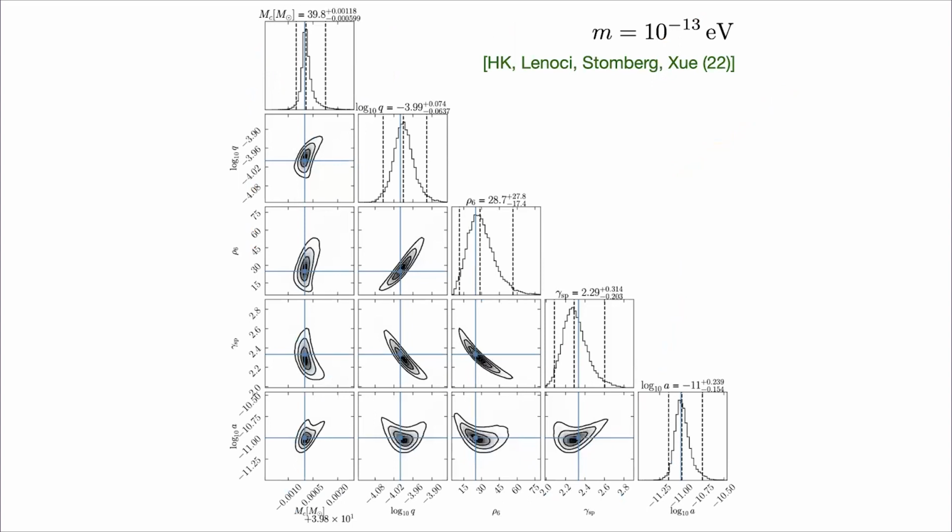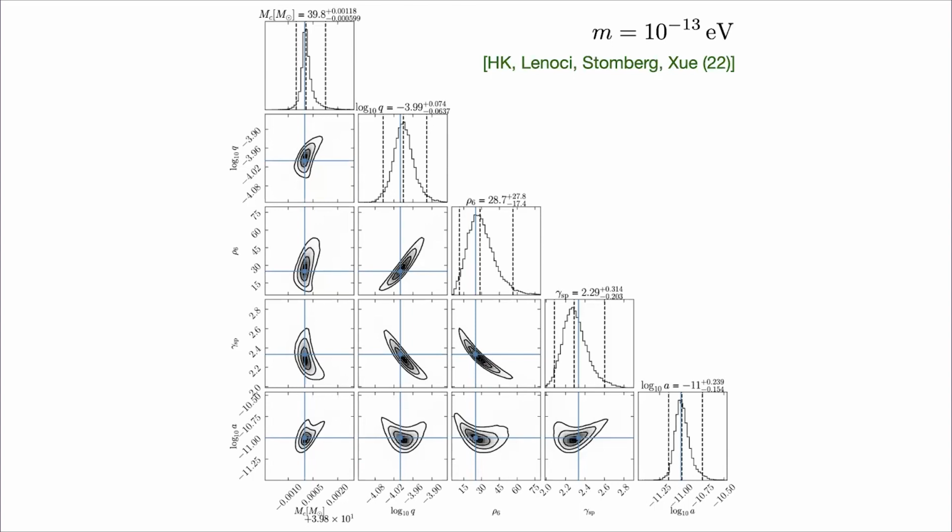No, here we are not scanning the mass. So here we are choosing mass in different ways. We are choosing 10 to minus 13 eV scale, 2 times 10 to minus 13 eV scale, and seeing, depending on the mass, how much we can reconstruct the wave dark matter profile.